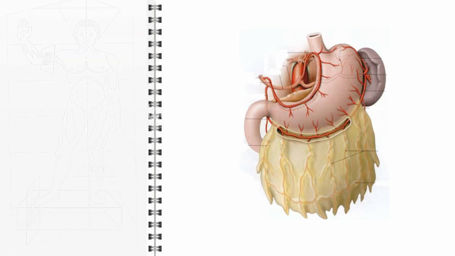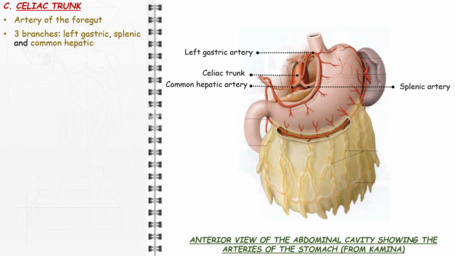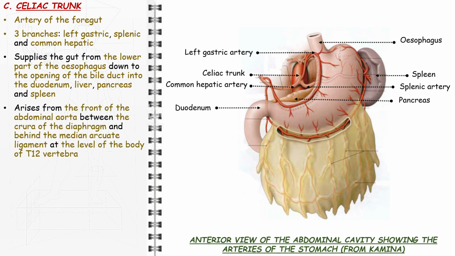This is the artery of the foregut, and its 3 branches: the left gastric, splenic and common hepatic arteries supply not only the gut from the lower part of the esophagus down to the opening of the bile duct into the duodenum, but also the foregut derivatives, the liver and pancreas and the spleen. It arises from the front of the abdominal aorta as soon as that vessel has entered the abdomen, between the crura of the diaphragm and behind the median arcuate ligament, at the level of the body of T12 vertebra.